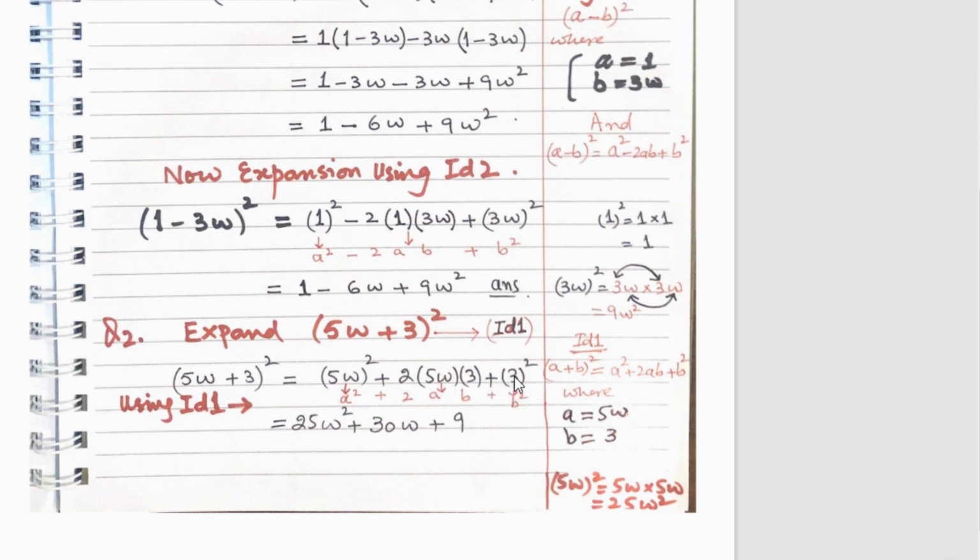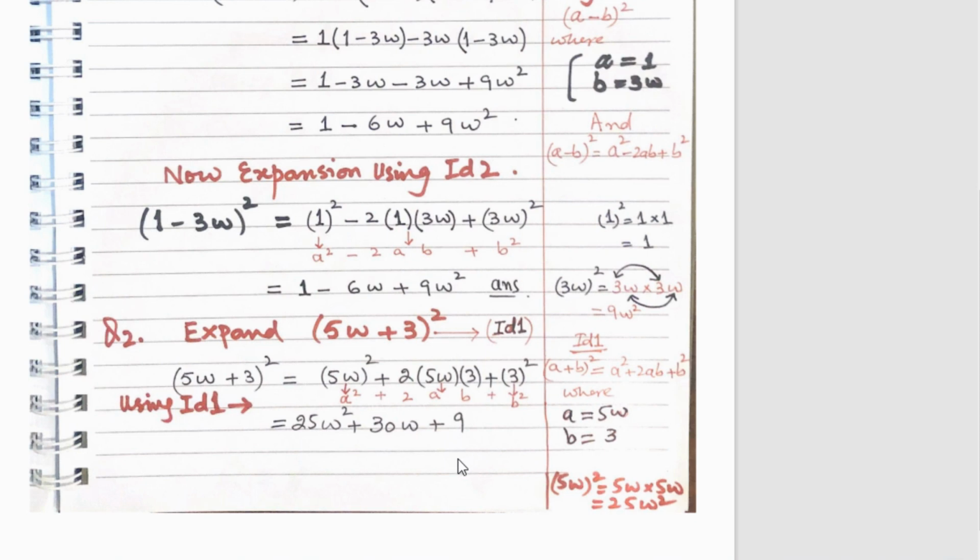Plus the third term, our B is 3. So B square is 3 square, 3 into 3. 3 square means 3 into 3, and 3 3s are 9. This is the expanded form using ID 1. Now we have expanded the expression which is given to us using ID 1. This way we got this expansion. Okay, we have got this expansion using ID 1.